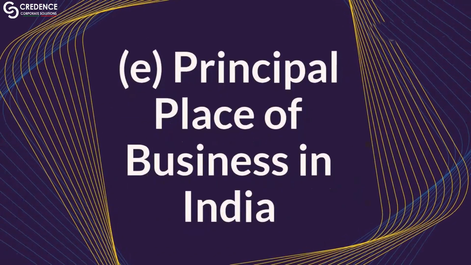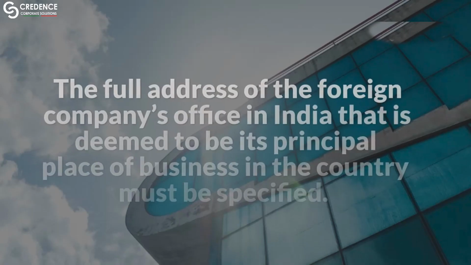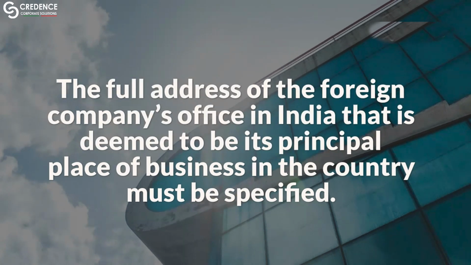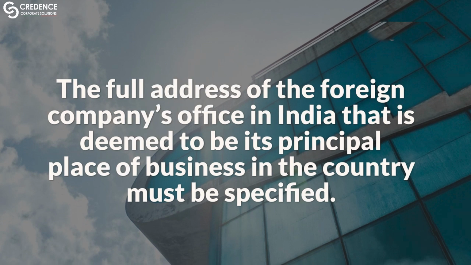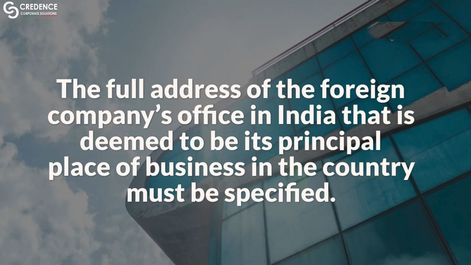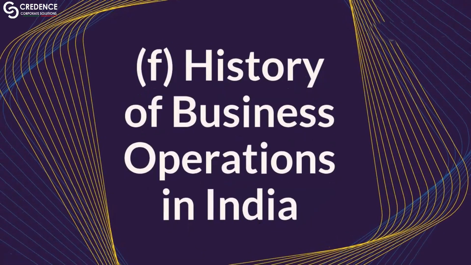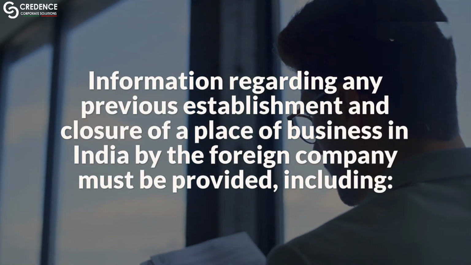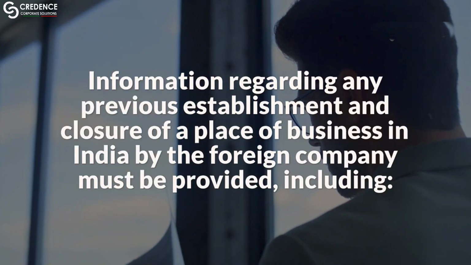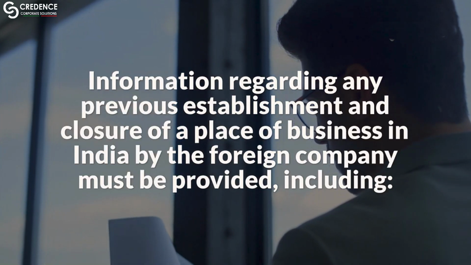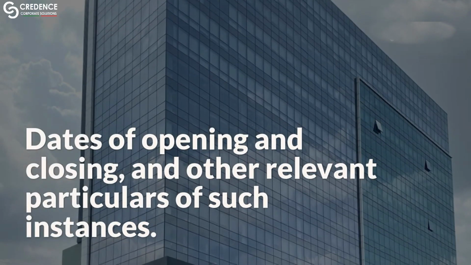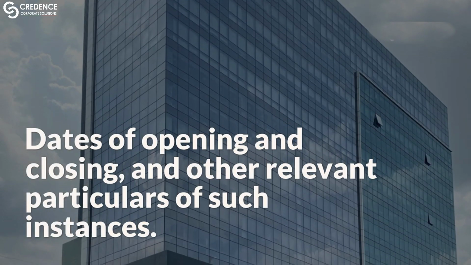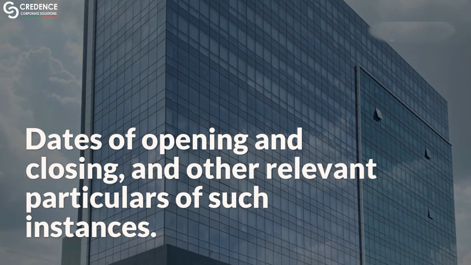E. Principal place of business in India. The full address of the foreign company's office in India that is deemed to be its principal place of business in the country must be specified. F. History of business operations in India. Information regarding any previous establishment and closure of a place of business in India by the foreign company must be provided, including dates of opening and closing, and other relevant particulars of such instances.